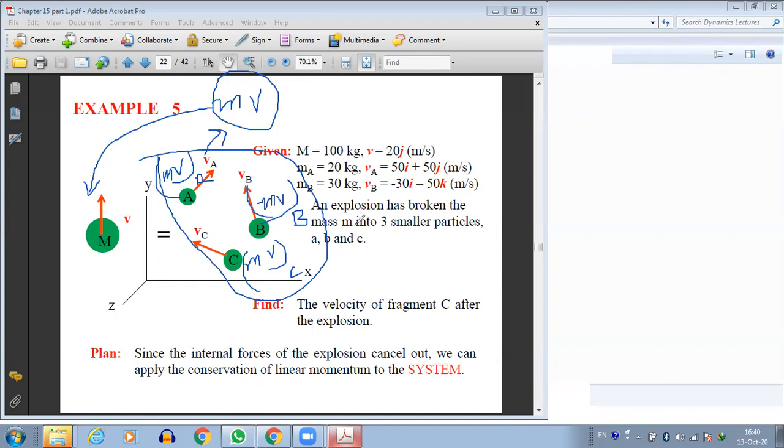Okay, for the mass, we can find out because the total mass was 100 kg. Mass A is 20, mass B is 30, so the remaining mass C should be 50. So the mass is conserved.